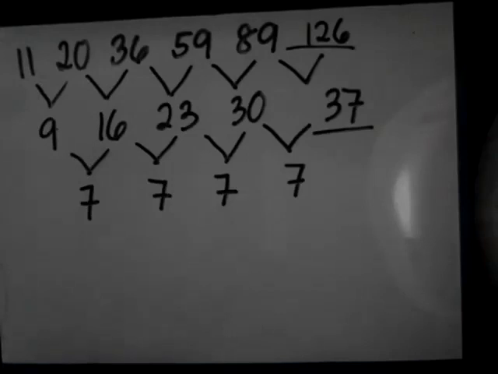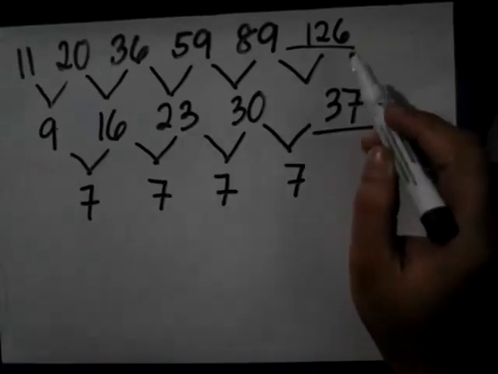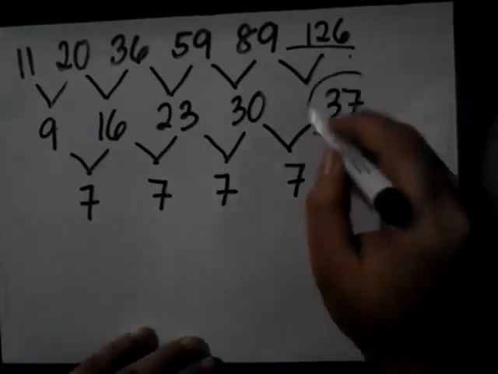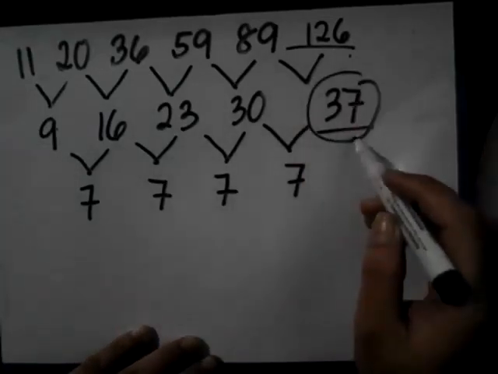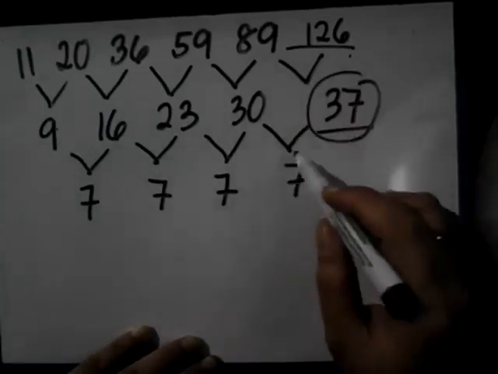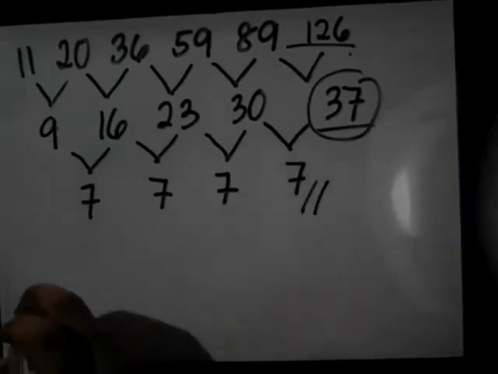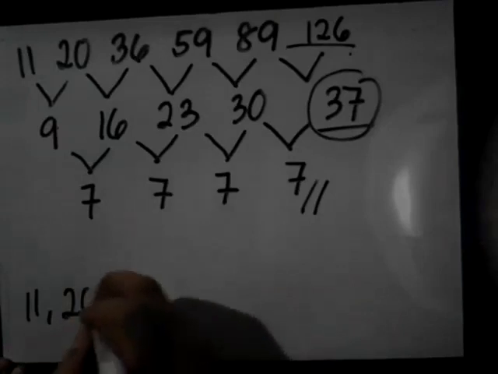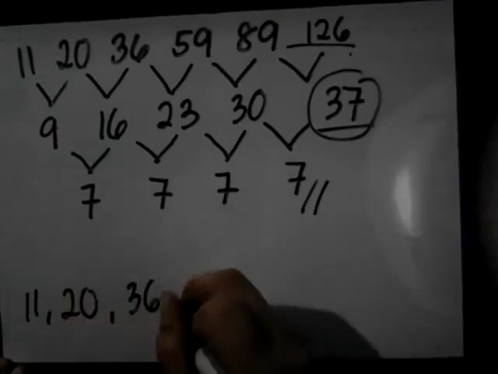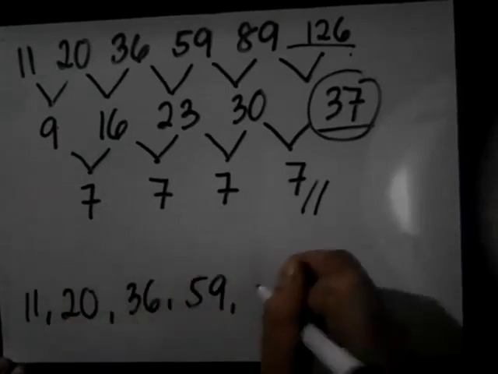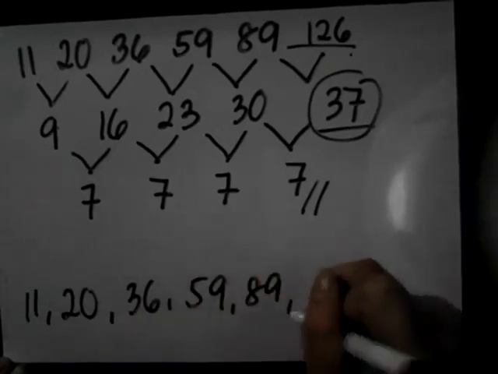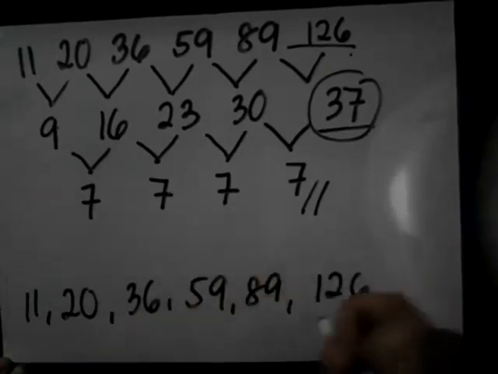So 126 minus 89, the answer is 37. 37 minus 30 is equal to 7. Therefore, 11, 20, 36, 59, 89, the next term is 126.